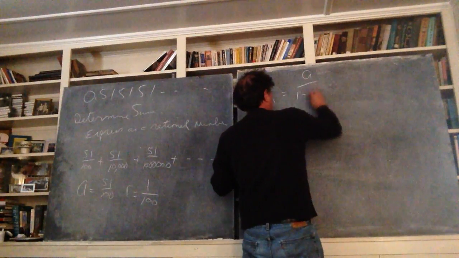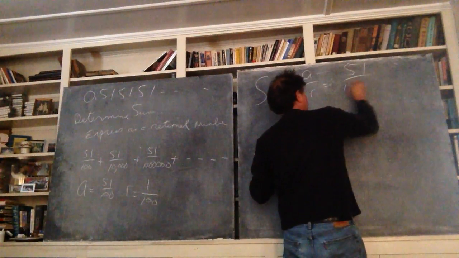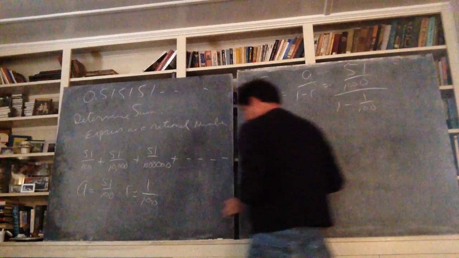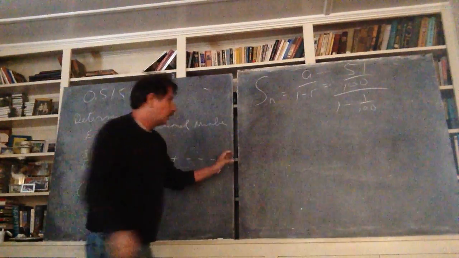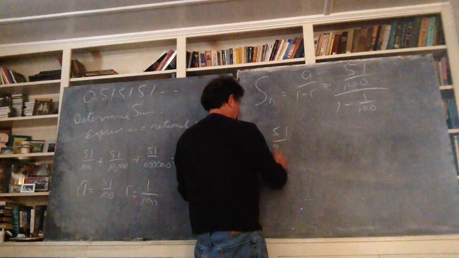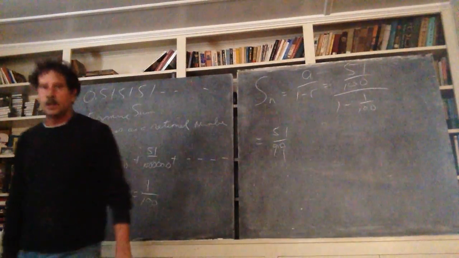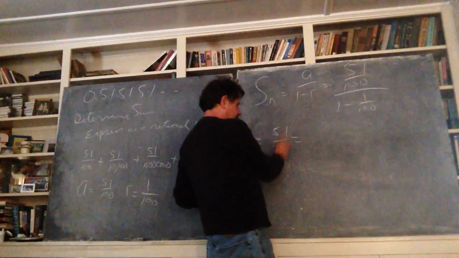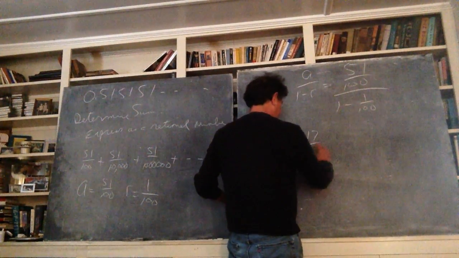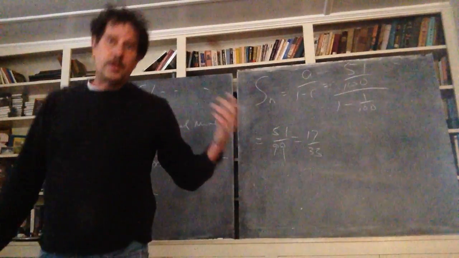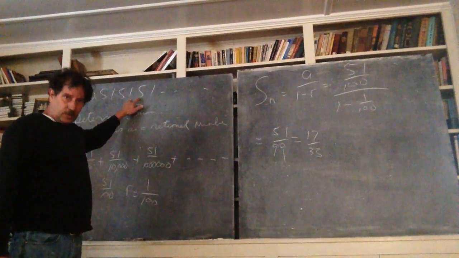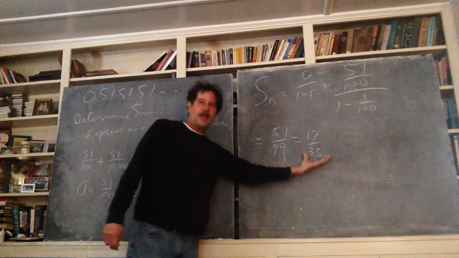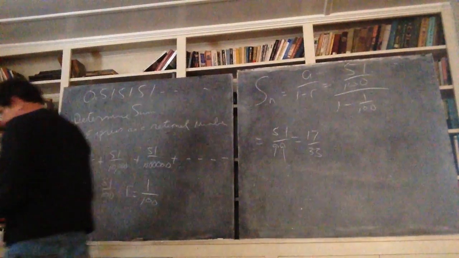So the sum of that series is A over 1 minus R, 51 hundredths divided by 1 minus 1/100. That's 51/99ths. Right there's the rational number. We can reduce this. I think 3 goes into each of these, giving 17/33. And so this infinite series is actually the fraction 17/33.